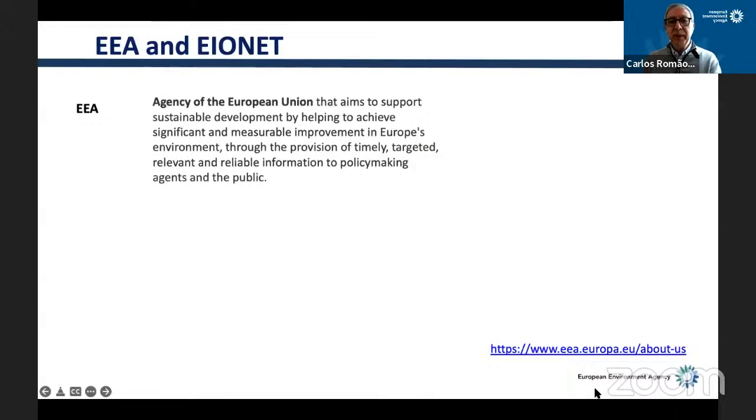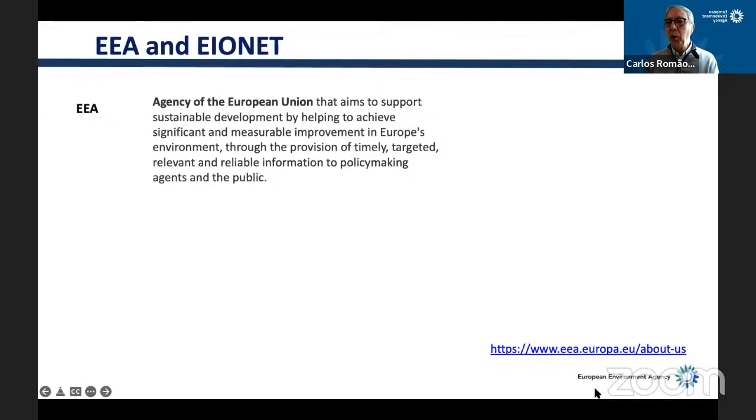So the European Environment Agency is one agency of the European Union. So it's not the European Commission, it's not the Parliament, it's one, let's say, independent agency, which has its own governing body, but it was created by the European Union, although it's open to countries that are not from the EU.